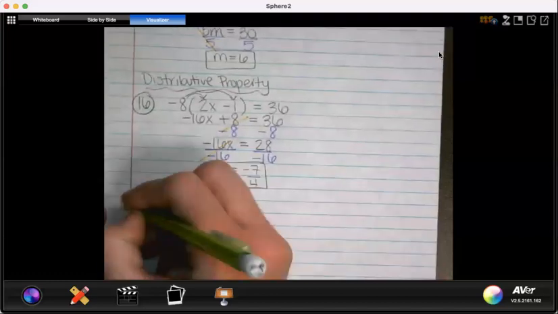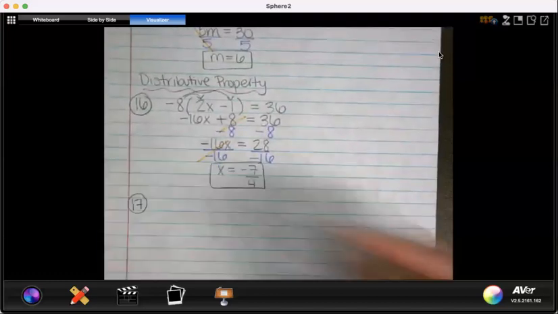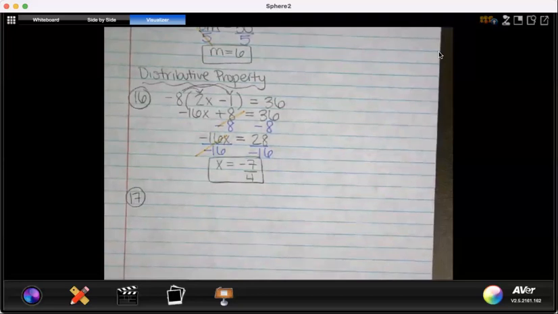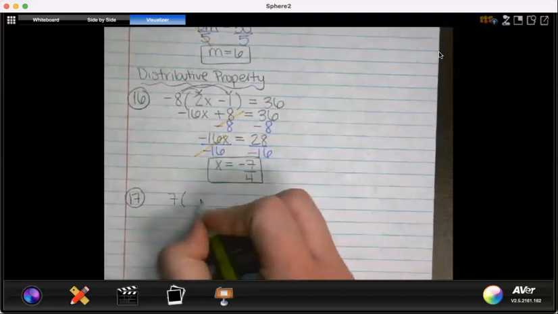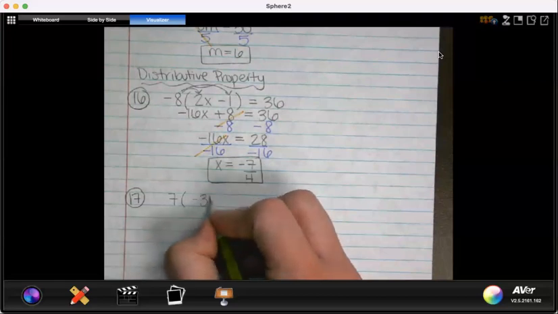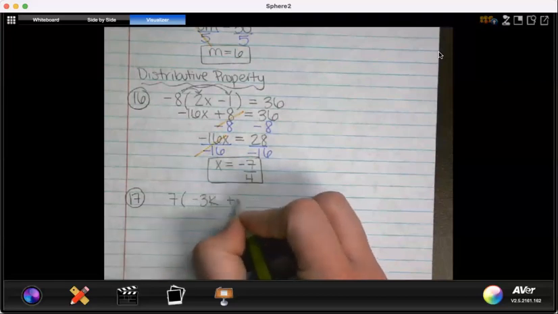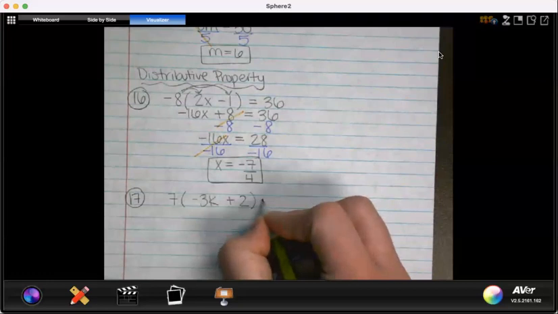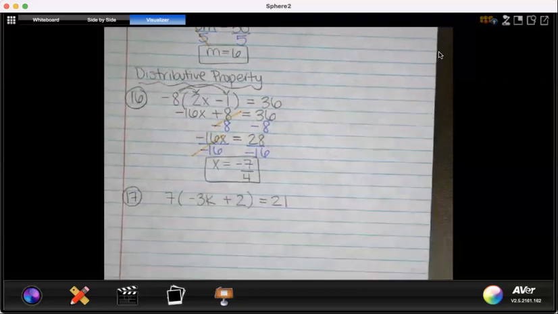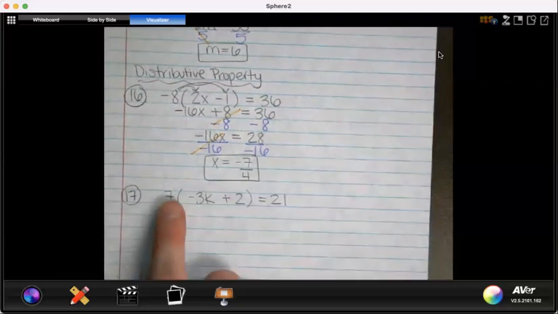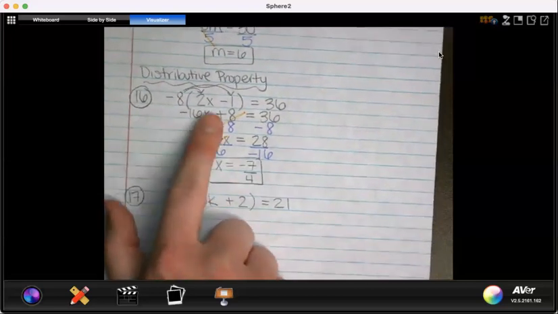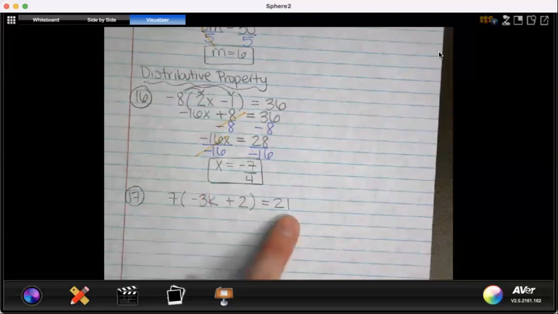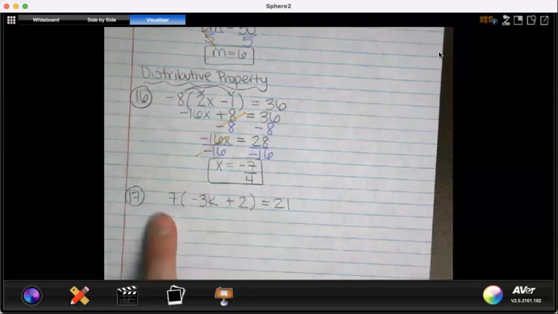Now, what I said earlier would work for this one. 7 times the quantity of negative 3k plus 2, equals 21. In this case, rather than distributing the 7 and making my numbers bigger, I want to consider the fact that I could divide by 7 on both sides.